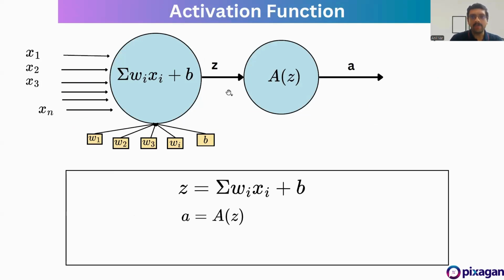The second part of the neuron is what is called an activation function. And so this z now, which is some form of aggregation of the inputs, we've taken these inputs and we've got one value from that. The activation function takes this value and returns an output, and we're going to call that output A. So z is sigma over i of wi xi plus B, and then A is that z passed through an activation function.